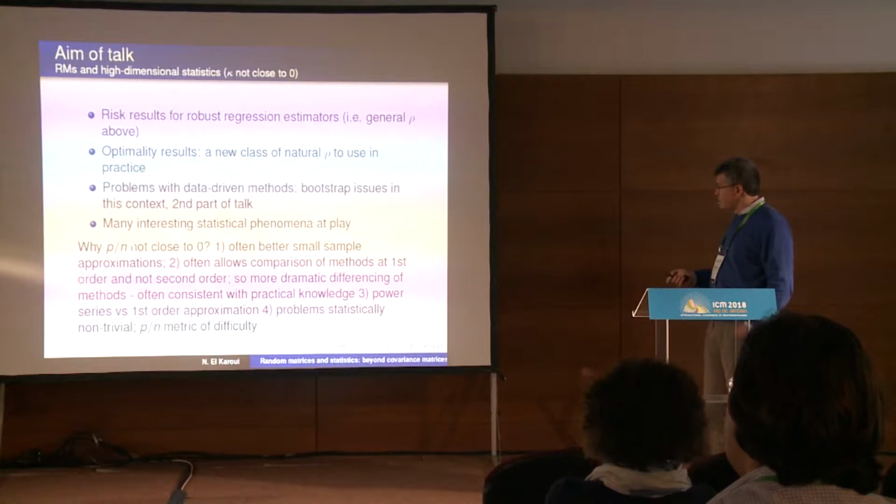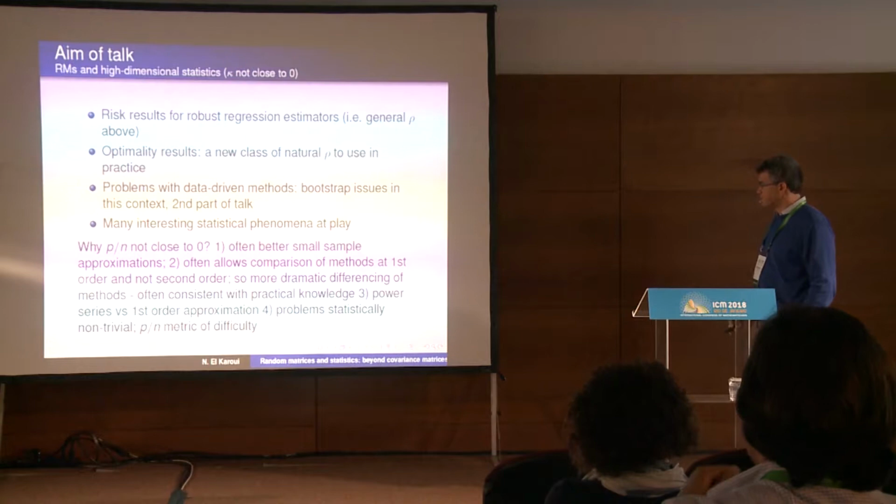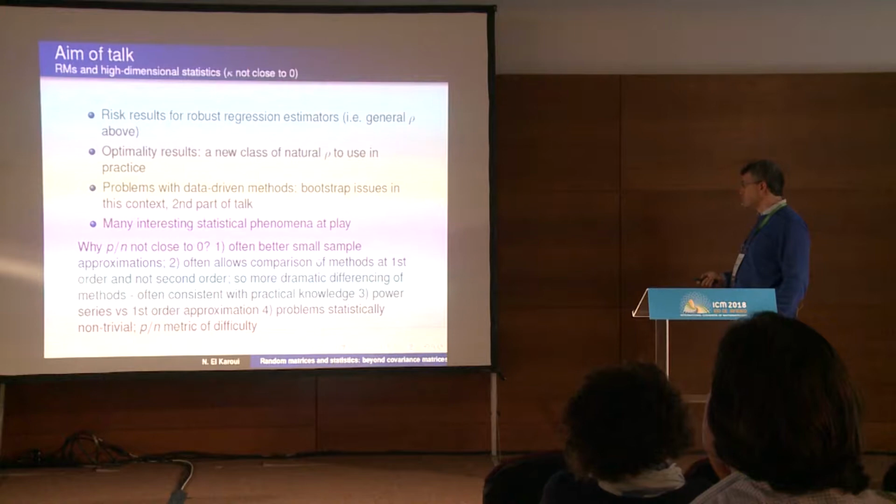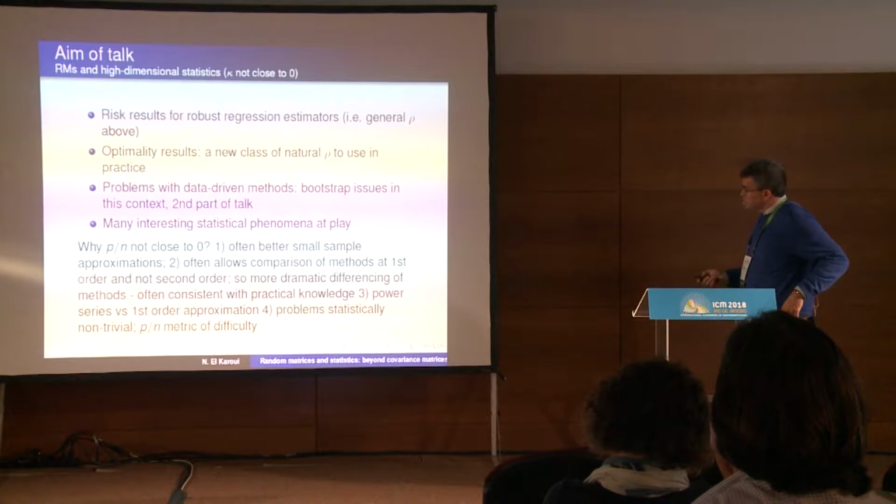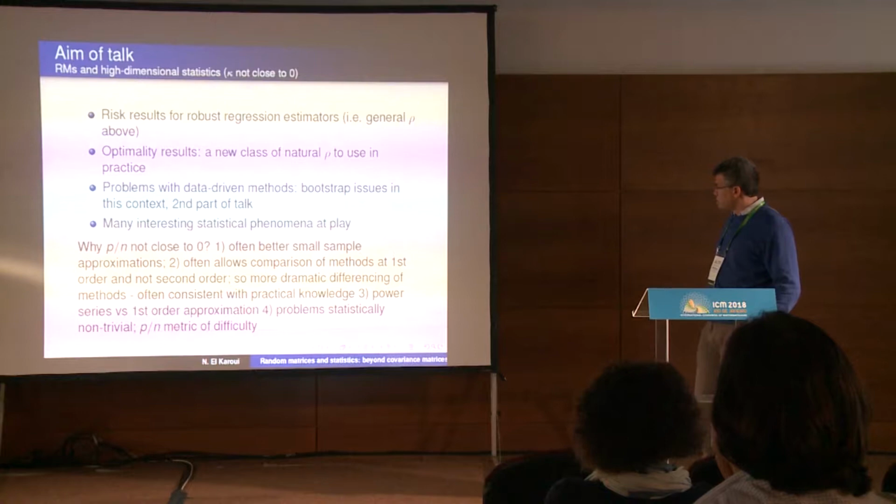Why did I care about p over n not close to zero? Often we have better small sample approximations. Okay, then we assume that the estimator is consistent. Also, what we'll see is that using this framework and this type of analysis, it allows us to compare statistical methods at first order and not second order. So it gives us very clear differentiation between methods. And very often, it's consistent with practical knowledge, which I find satisfying and enlightening.